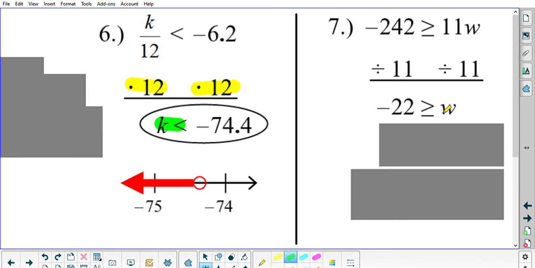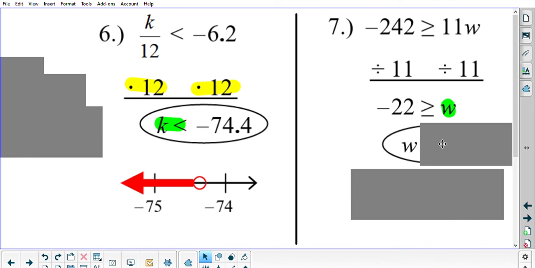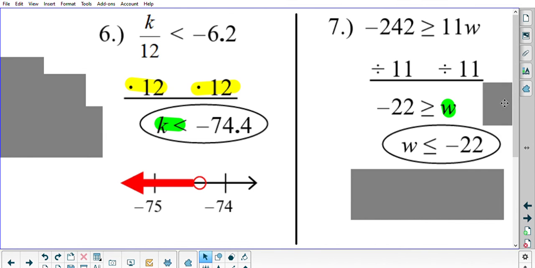But having said that, is the variable at the place that it should be so you could correctly interpret the answer and then correctly graph the right way? No. So you should have done an extra step. Since the variable was not written first, you should have flipped the entire thing around. If negative 22 is greater than or equal to w, then w is less than or equal to the negative 22.